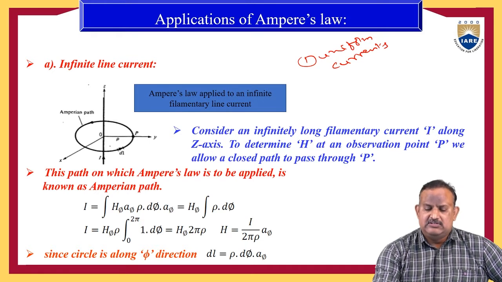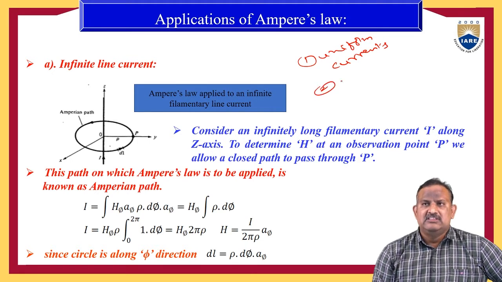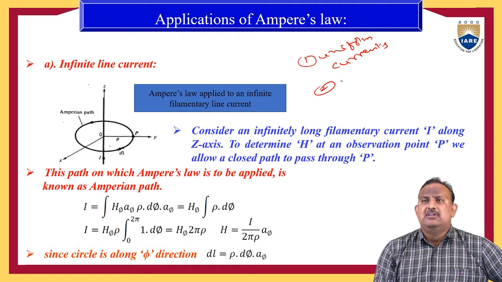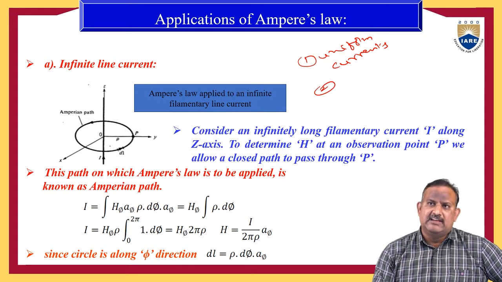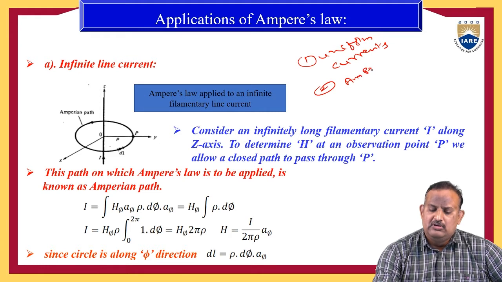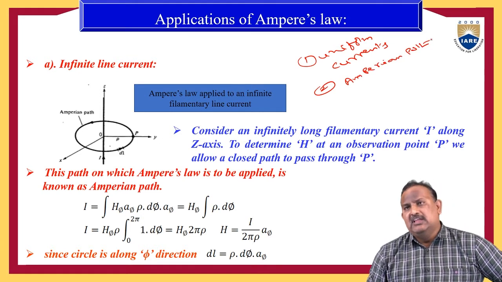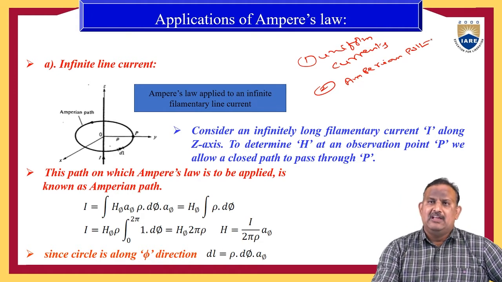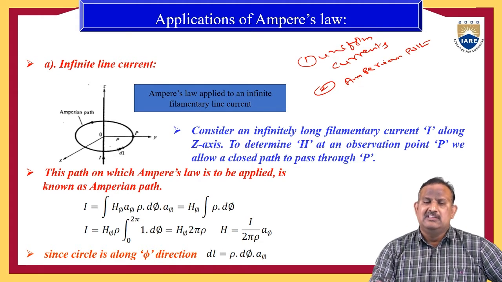The second rule: let us assume there is a uniform current distribution. Then we need to construct an Amperian path. After constructing the Amperian path, we can apply Ampere's circuit law to a particular surface.